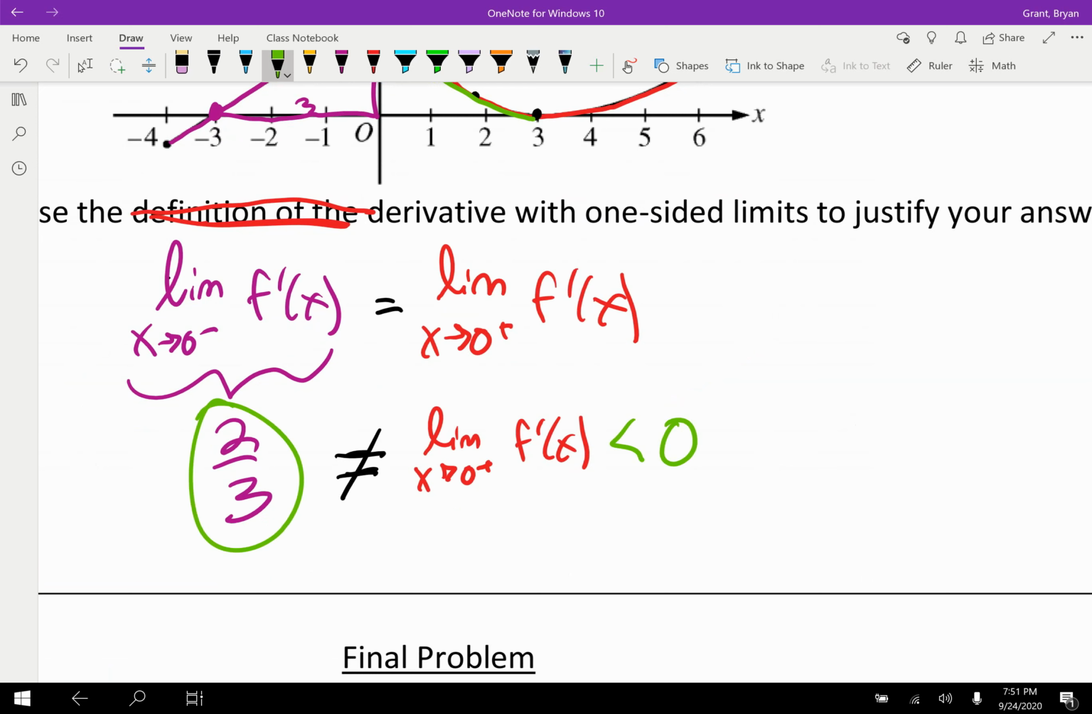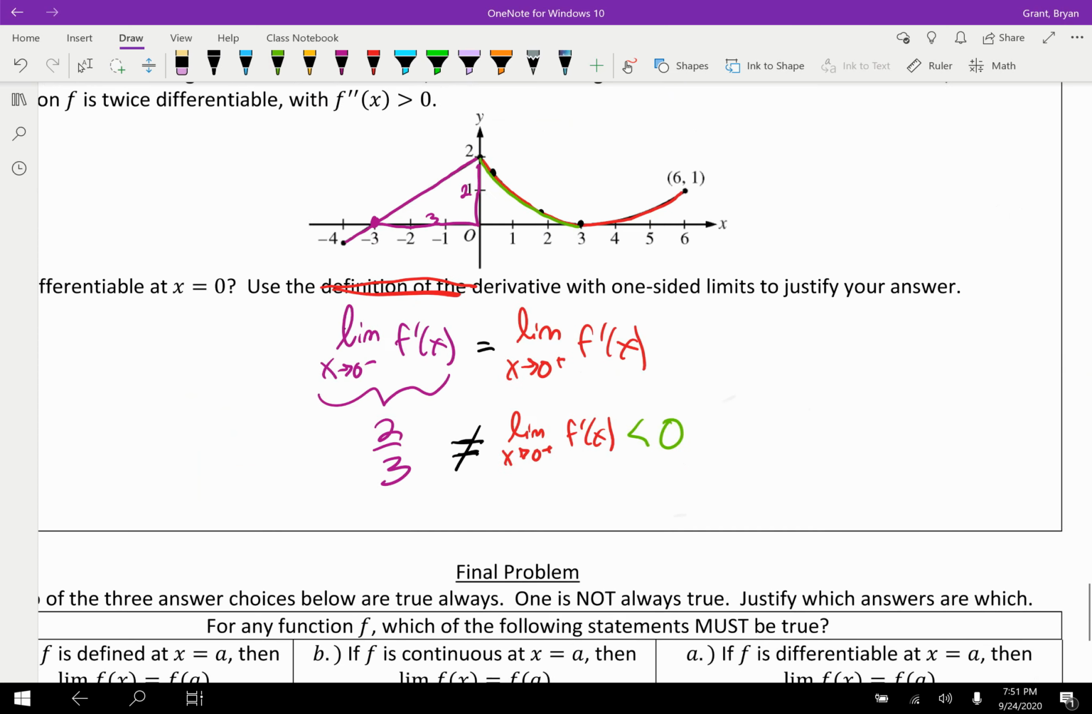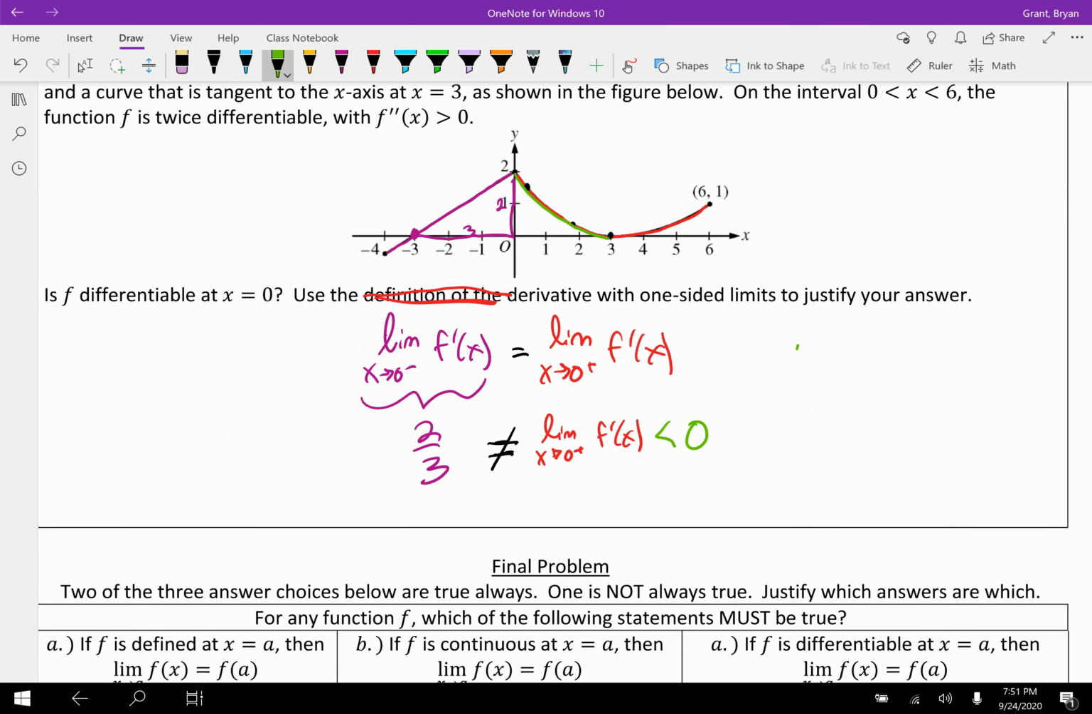And on this side, this is positive, this is 2/3, and 2/3 is definitely not equal to a number that's less than 0. So is f differentiable at 0? Then we would say no. Always answer the question: f is not differentiable at x equals 0 because the limit as x approaches 0 from both sides of f prime of x does not exist.